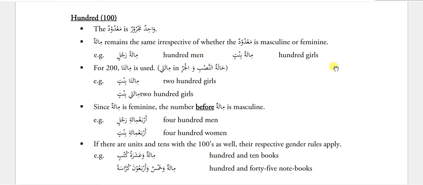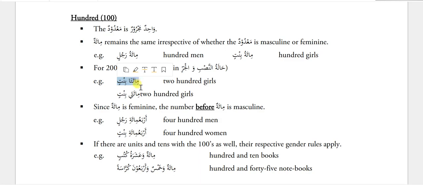Mi'atu bintin muzaf. So here we do not have any difference in gender. For both muzakkar and muannas madud, mi'atu is used. Now for 200 we can say mi'ata. So it is actually mi'atani, but I told you that the 100 becomes muzaf to the madud. So whenever the tasniya becomes muzaf, its noon is eliminated. So instead of mi'atani, we write mi'ata bintin. It means 200 girls.